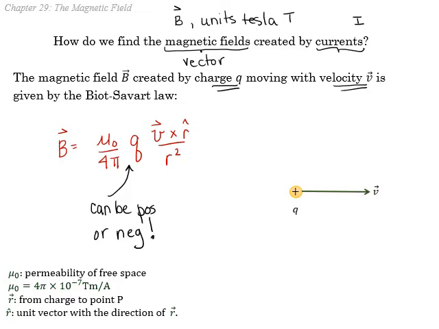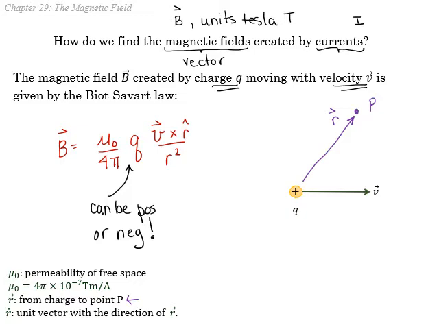Next, we get to R and R hat. So when we're trying to find the magnetic field, we're trying to find it at some point. I'll just label a point P on my diagram. So let's say we want the magnetic field at point P. R is a vector that goes from our charge to our point P. So I drew in purple there my vector R. And it starts at the charge Q and it goes to point P.